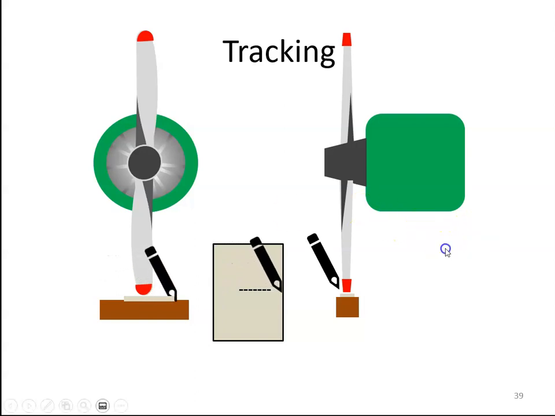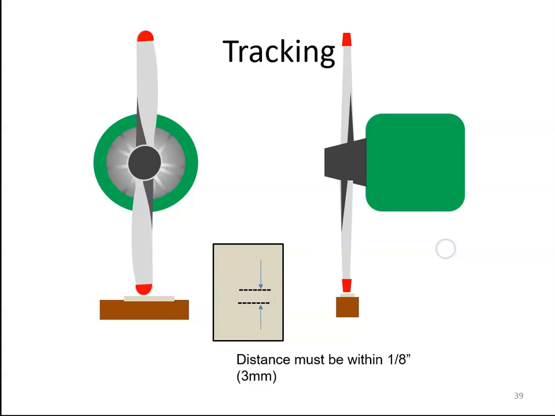and then we rotate the propeller. I bring around the other propeller blade, and then we mark that line. And the distance between the two blades must be within 1/8 of an inch or 3 millimeters. And it's basically saying that the blades are close enough together that they're in the same plane of rotation.